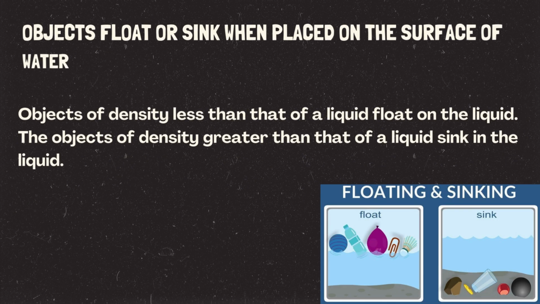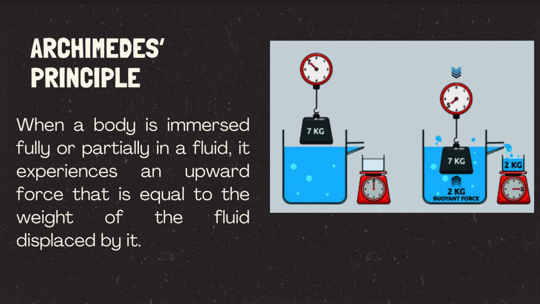Let us discuss why some objects sink and some objects float on the surface of the water. This is because objects of density less than that of the liquid will float, and objects of density greater than that of the liquid will sink. Our last topic is Archimedes' principle. It states that when a body is immersed fully or partially in a fluid, it experiences an upward force that is equal to the weight of the fluid displaced by it.